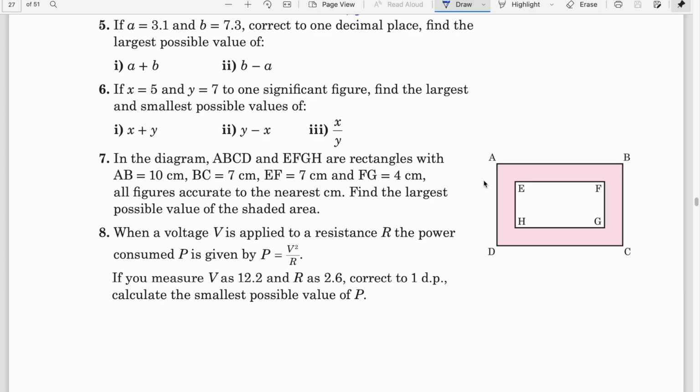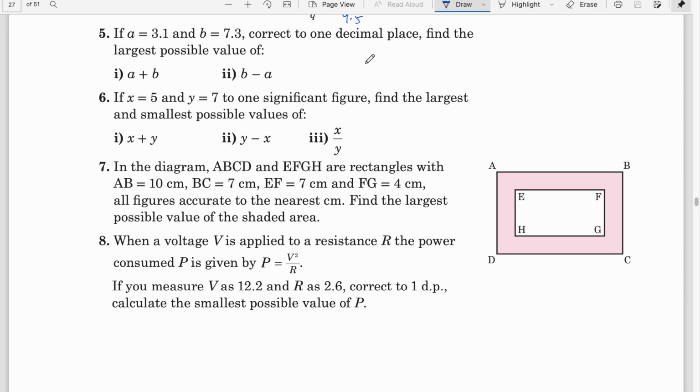If A is 3.1 and B is 7.3, correct to one decimal place. So one decimal place, plus minus what do we do? What do we add? What is the uncertainty? Plus minus 0.05.